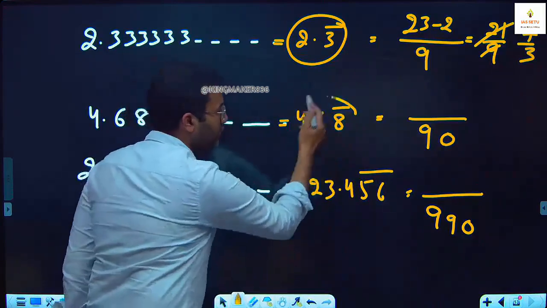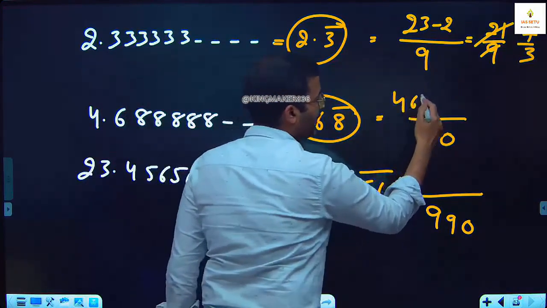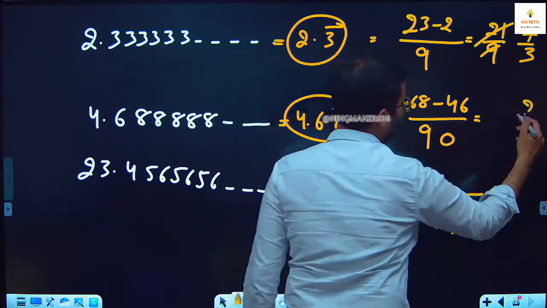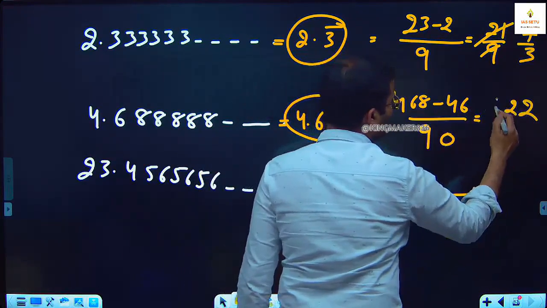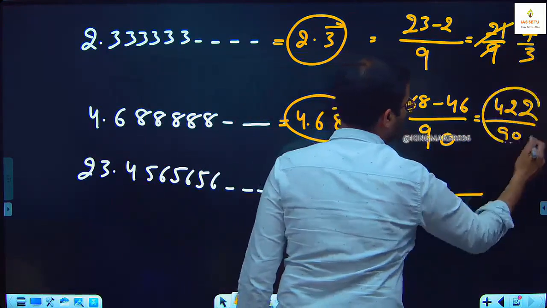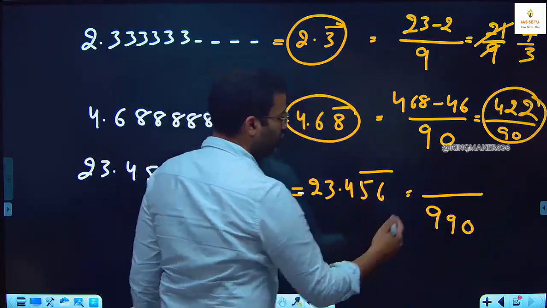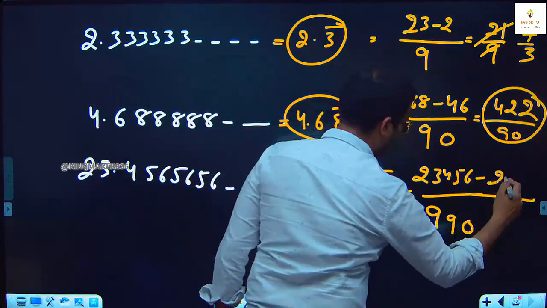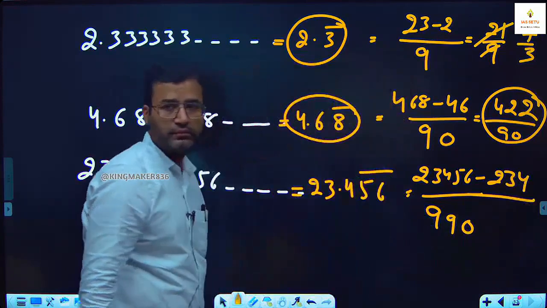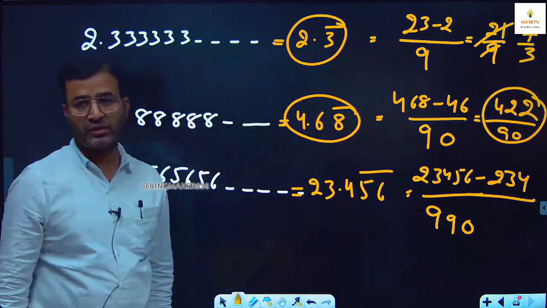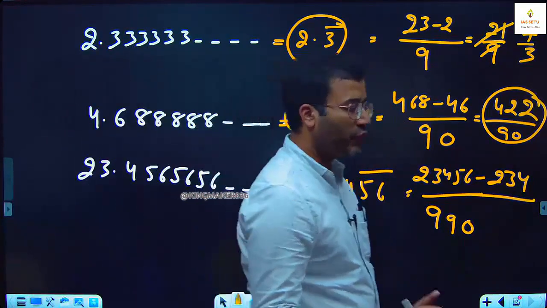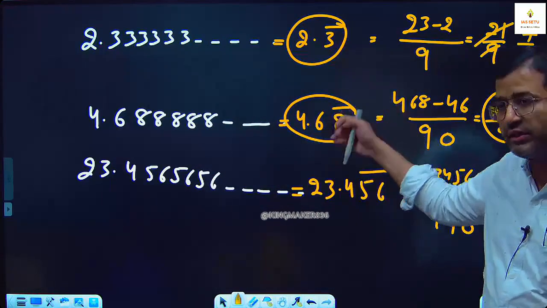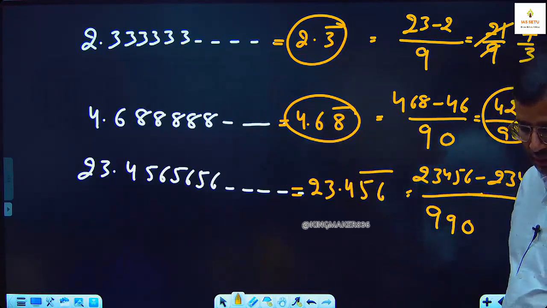Here in this case, what is your numerator? 468 minus 46. 8 minus 6 is 2, 6 minus 4 is 2. 422 upon 90, simplify. Here in this case, what is your total number? 23456 minus 234. Total number minus this. I ask you one more question, then I give the language that will help you in type 1, type 2, type 3. Okay.